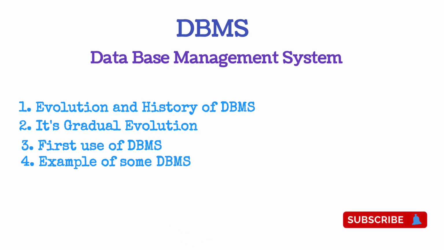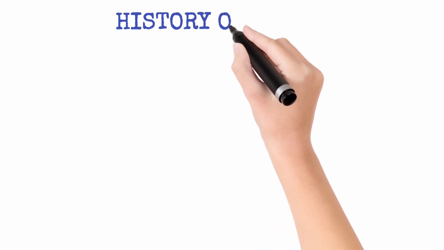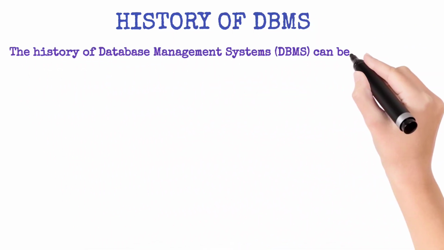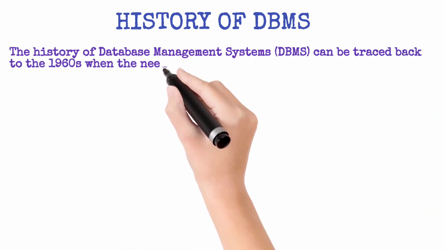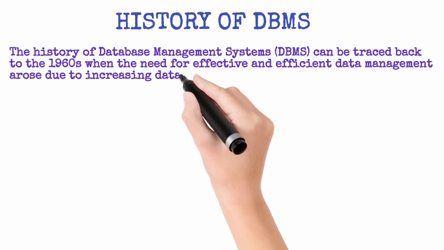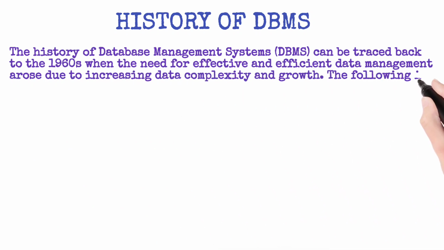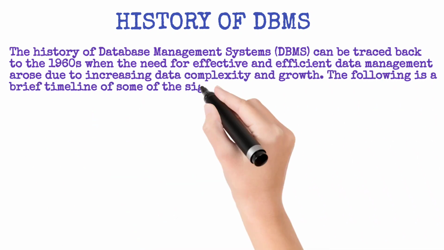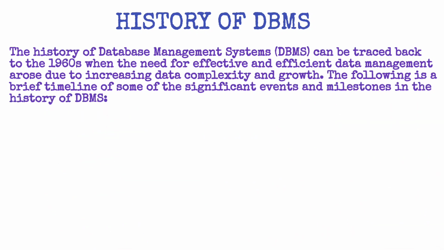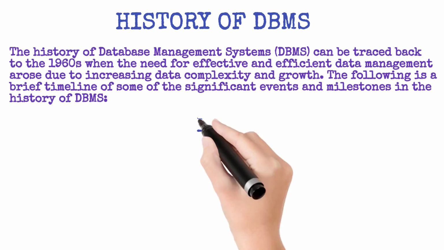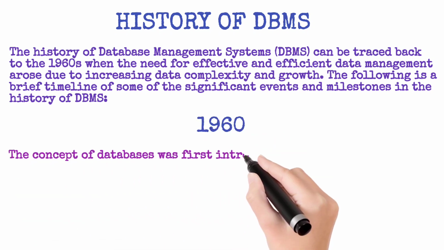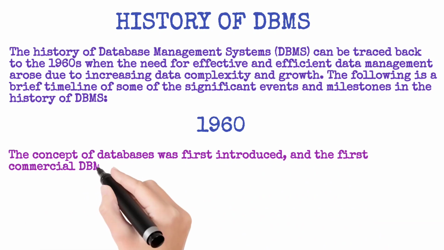The history of DBMS, or the database management system, can be traced back to the 1960s, when the need for effective and efficient data management arose due to increasing data complexity and growth. The following is a brief timeline. 1960: the concept of database was first introduced, and the first commercial DBMS software, Integrated Data Store, that is IDS, was developed by IBM. Please note this name.